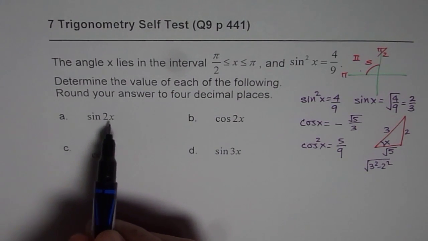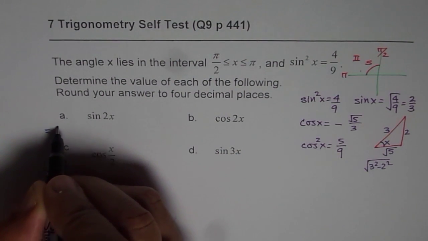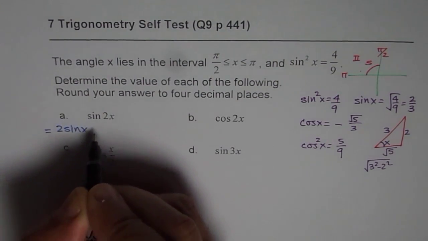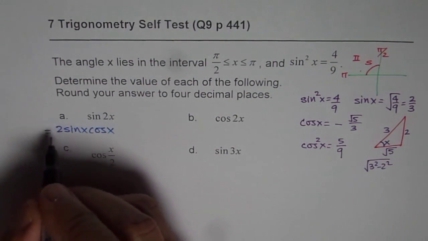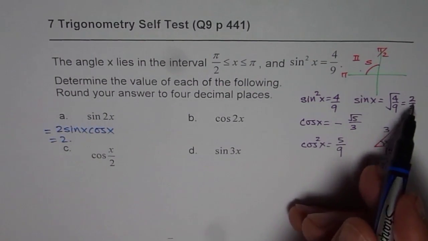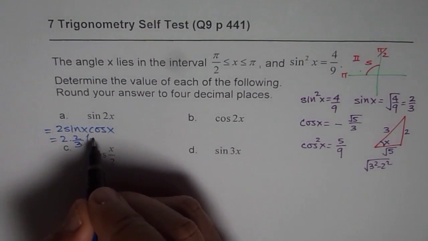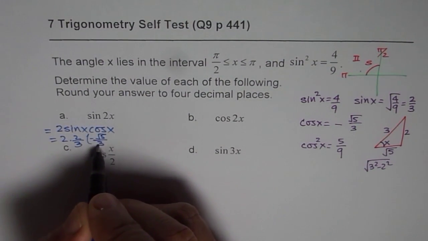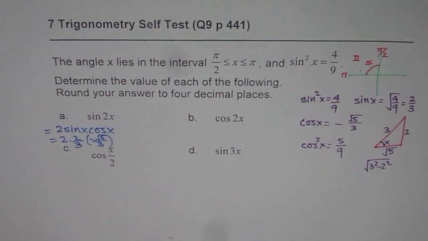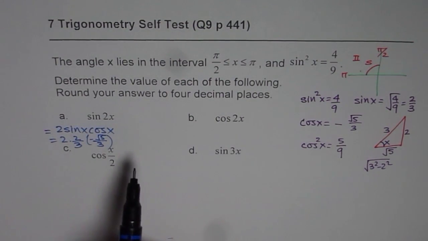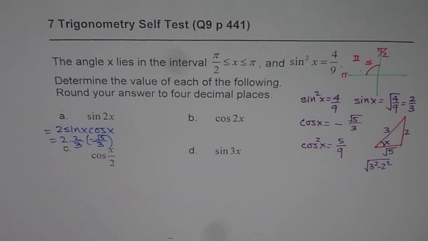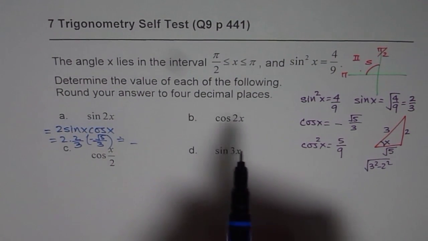Now let's start with sine 2x. Sine 2x is what? It is 2 sine x cos x, correct? So we can write 2, and sine x for us is 2 over 3, so we can write 2 over 3. Cos x is negative square root 5 over 3, right? Now we need 4 decimal places. So you can pick up your calculator, do all this calculation, round your answer to 4 decimal places, and then write it down, right? So I'm leaving that to you. And of course, this is going to be a negative value. Remember that.